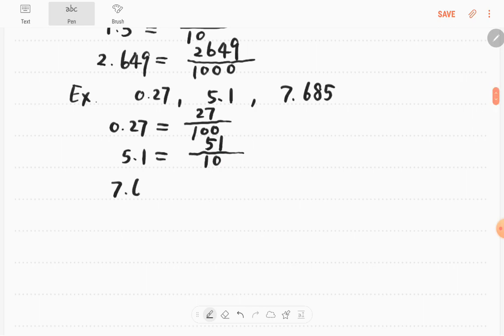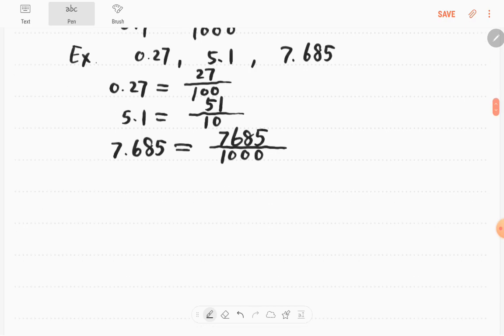The last one, 7.685 equals, it's easy, right? We still put 7685 to be our numerator. So for the denominator, we put 1 first, then we go back to check how many decimal places are in our decimal. That's 1, 2, 3, 3 decimal places, which means 3 zeros after 1. We add 3 zeros, so the answer will be this number.